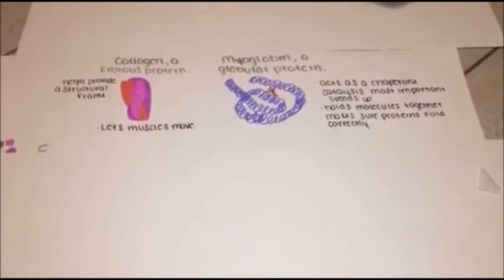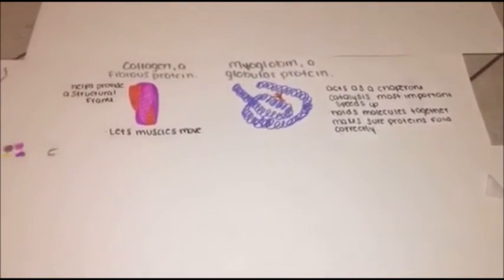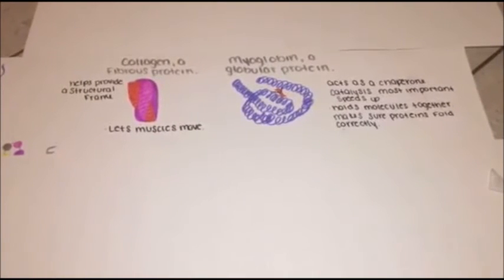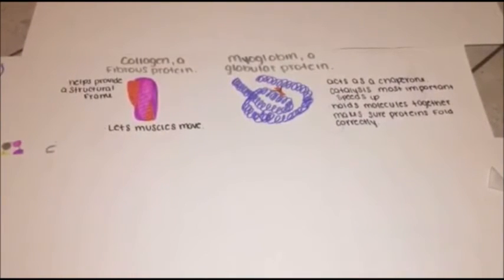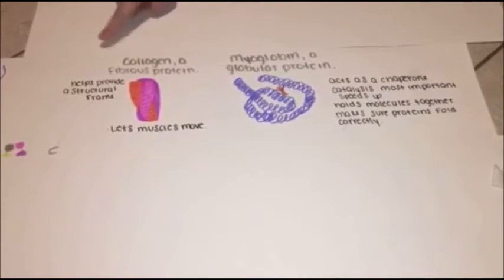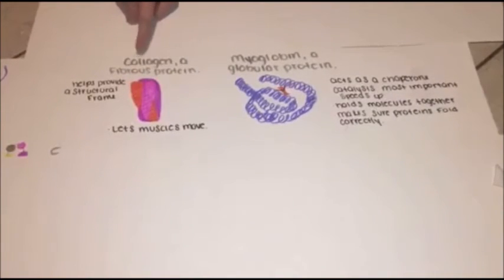Fibrous protein is one of three main types of proteins, insoluble in common solvents but soluble in concentrated acids. Collagen is a fibrous protein. It helps provide a structural frame and lets muscles move.